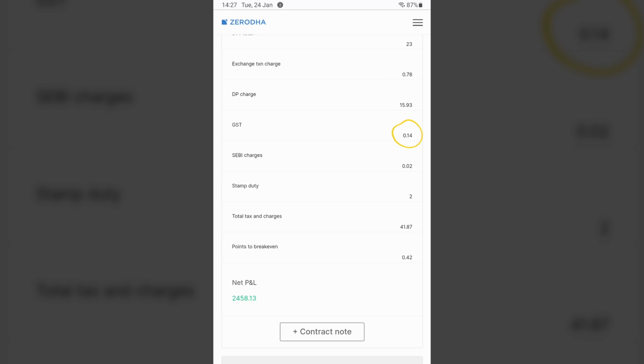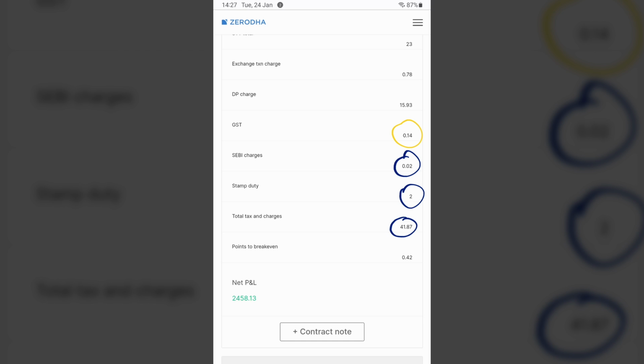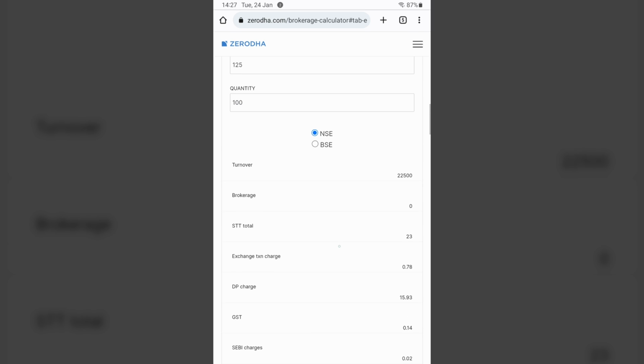GST on the above charges is rupees 14. Your SEBI charges is 0.02, stamp duty is 2, your total tax and charges is 41.87. So if the 100 rupees stock became 100.42, I will break even and recover my costs for the quantity which I have mentioned over here, which is 100.